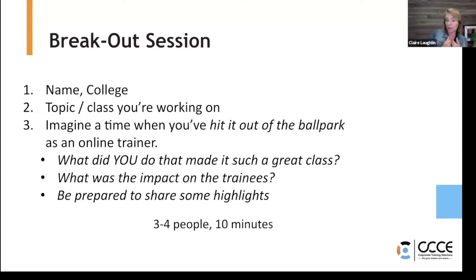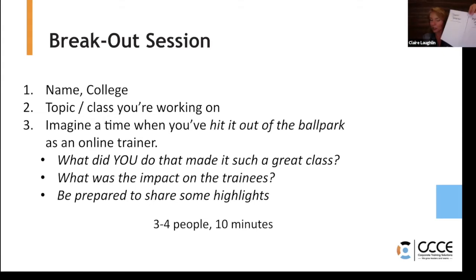Maybe that was you, or maybe you were in the teacher role and you were seeing something happening for your trainees. So I want you to talk about those 2 questions and be prepared to share some highlights. Here's how I like to capture these things. I don't know if you can see this very well, but here it says trainer behaviors on one side of the page and impact on trainees on the other side of the page.